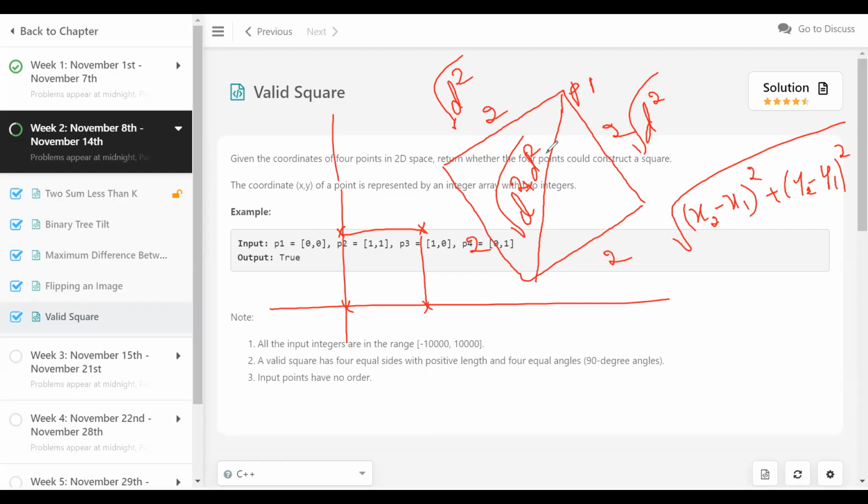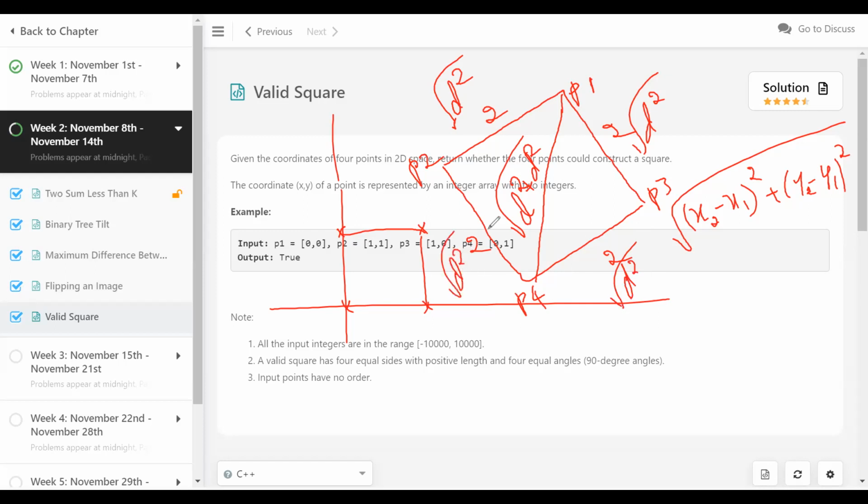We need to figure out a few more things. Suppose this point is P2 and this is P3. It's not necessarily the same P2, P3 as given; it could be in any order. And this is P4, which is left out, diagonally opposite to P1. The distance from P2 to P4 and from P3 to P4 also should be the same, D. So that's what I'm going to figure out.